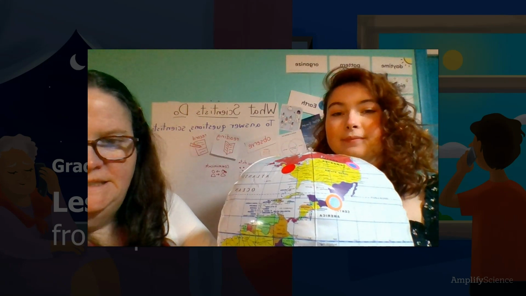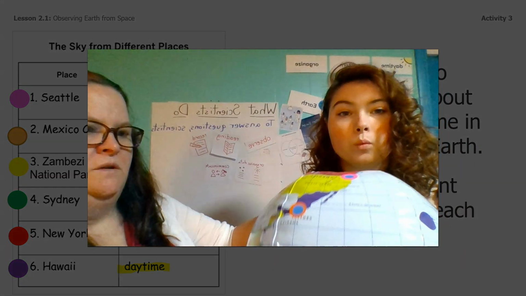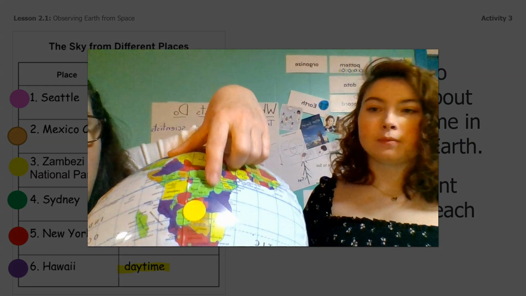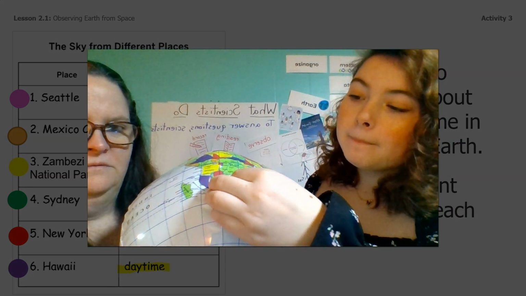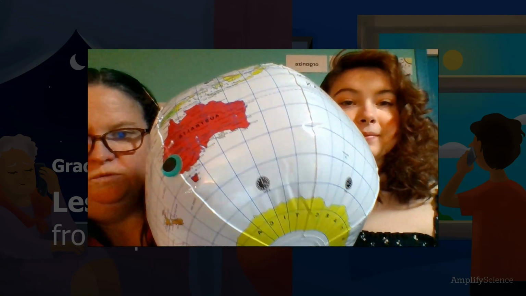Okay, let's look back at our table now. Zambezi and Sydney are both nighttime. So what color are we doing for Zambezi National Park and Sydney? Black. Okay. Let's make us big again. Zambezi. And Sydney. Nighttime and nighttime. Okay, and we have two more.